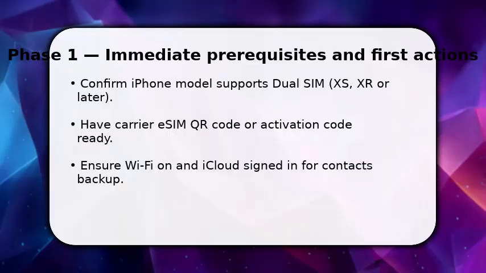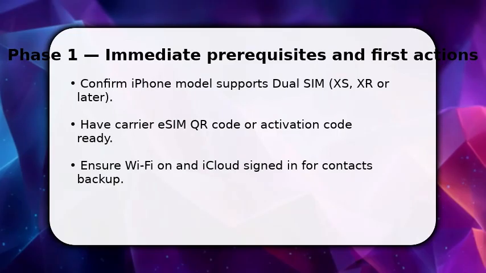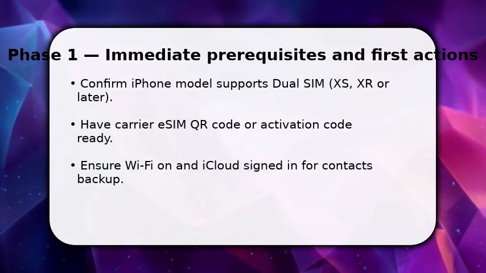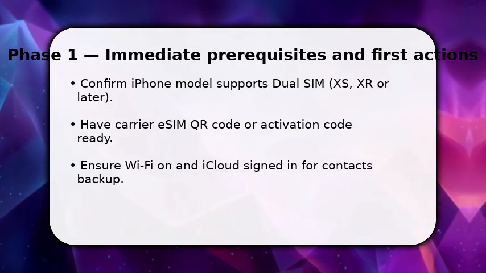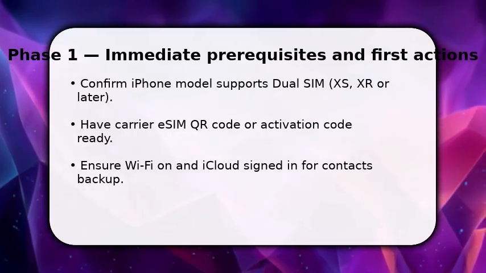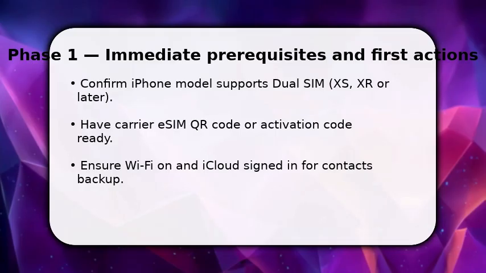Please enjoy the video. You begin by confirming your iPhone model supports dual SIM. Models from XS, XR onward do. Next, get the carrier eSIM details, a QR code or activation code, because that's how the second line is provisioned.